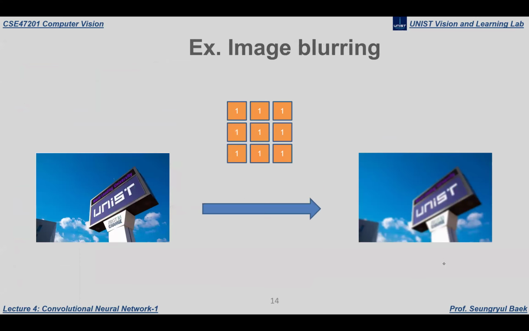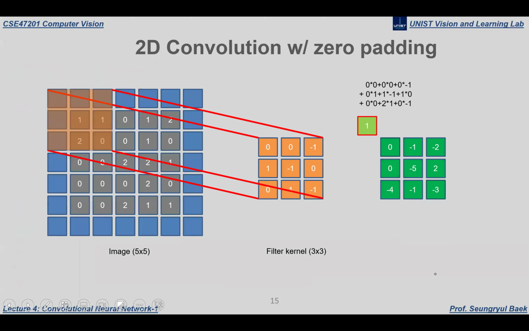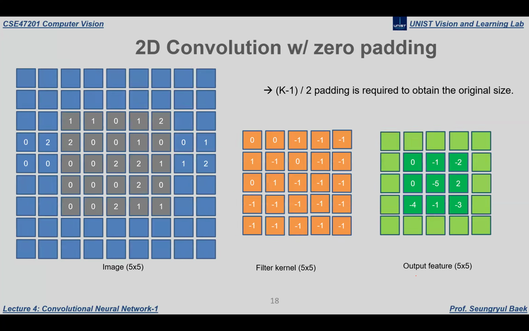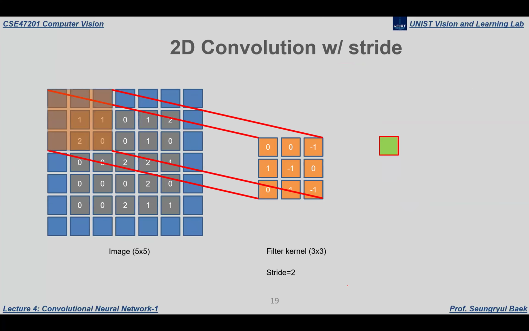So this is the 2D convolution operation, and this is the zero padding. If we put zeros around the image, then the output size becomes larger. And that is the formula that can map input size to output size. And also, this is the stride.